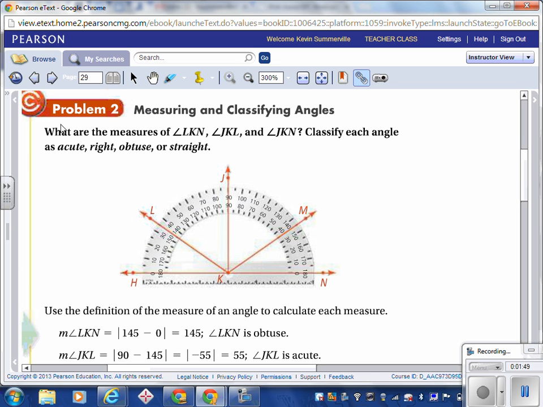Let's take a look at problem 2, measuring and classifying angles. What are the measures of LKN, JKL, and JKN?